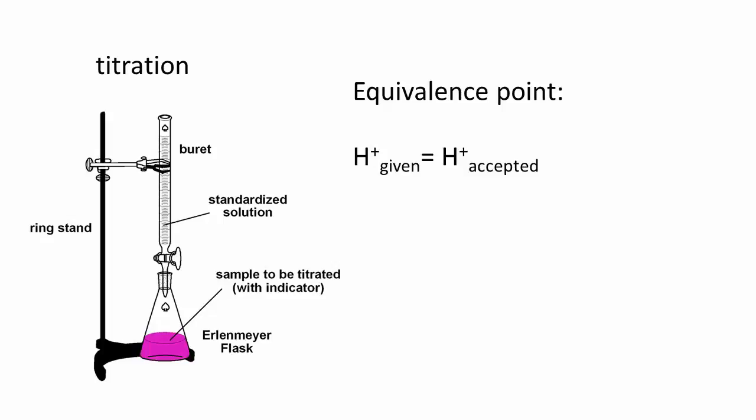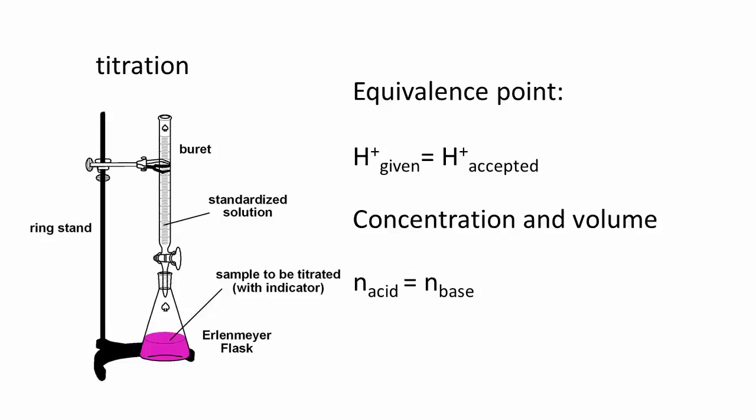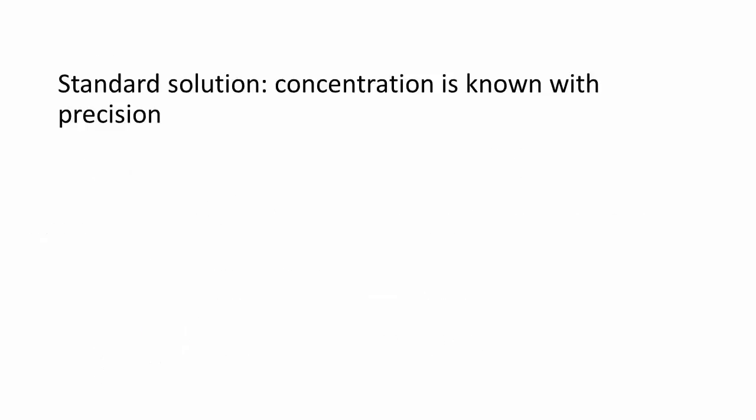We therefore need to know the concentrations of the acid and the base, as well as their volumes. But at the equivalence point in the titration, we know that the number of moles of each is the same, and we can equate the two. The end result is an equation where we can determine an unknown concentration if we know the concentration of one and the volumes of the acidic and basic solutions. The solution of known concentration is known as the standard.